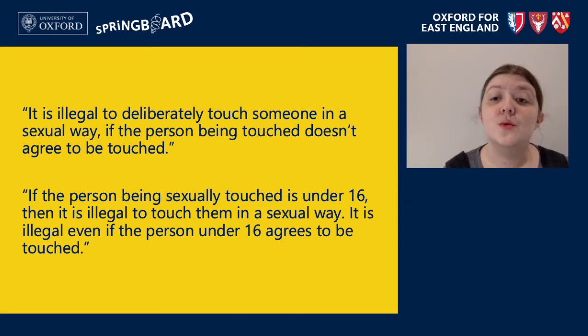One version would be: it is illegal deliberately to touch someone in a sexual way if the person being touched doesn't agree to be touched. If the person being touched is under 16, then it is illegal to touch them in a sexual way. It is illegal even if the person under 16 agrees to be touched.